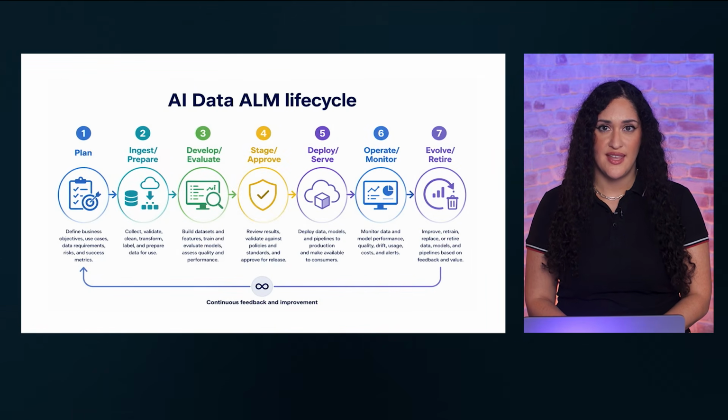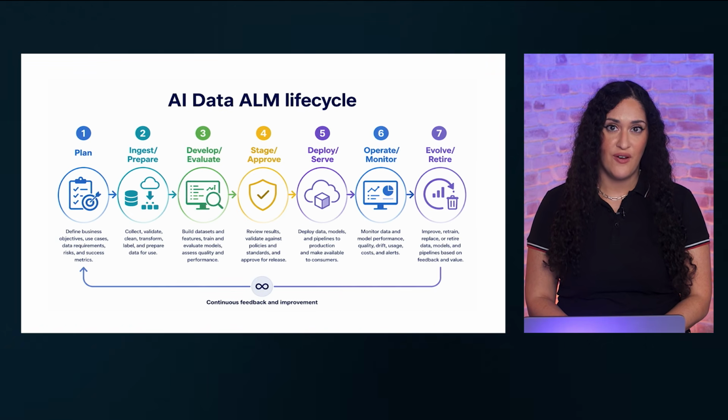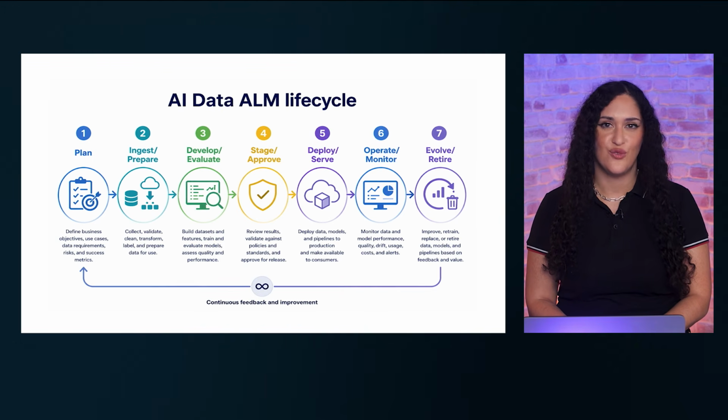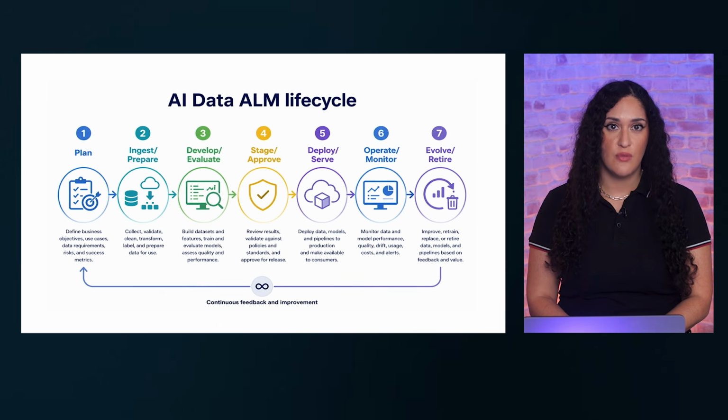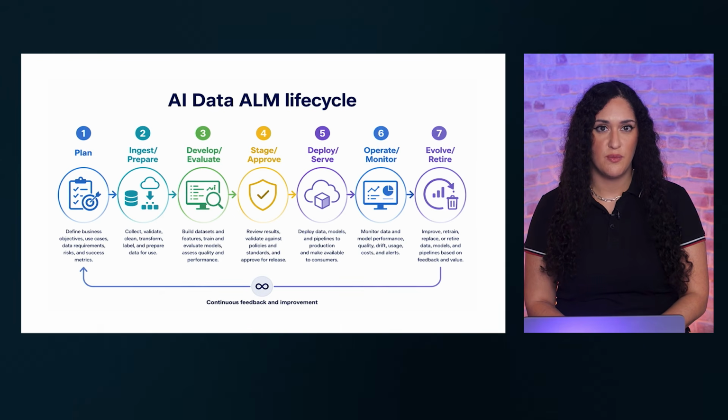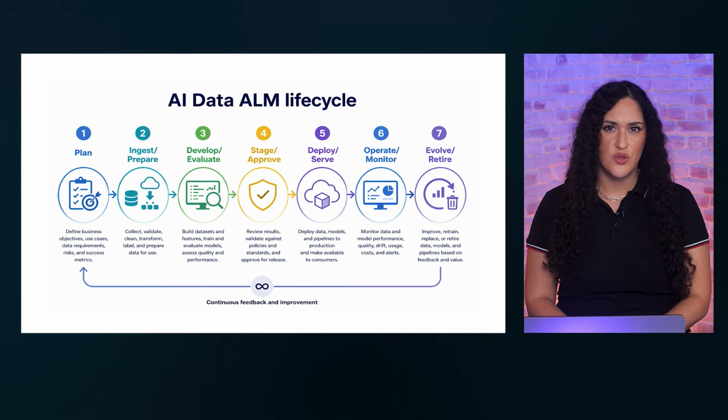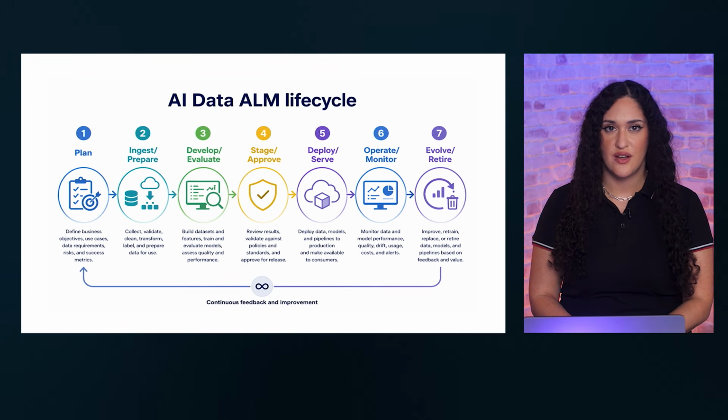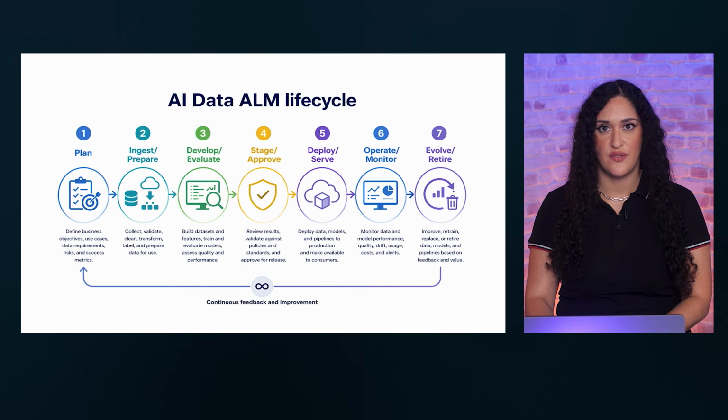Let's review the AI data ALM lifecycle. Plan, ingest, and prepare, develop and evaluate, stage and approve, deploy and serve, operate and monitor, and evolve and retire. The data flow view traces the path from source systems through curated stores with labels and lineage to feature and embedding builds, indexes and knowledge bases, agents and models with policies, telemetry and feedback loops, and finally, the backlog and retrain cycle. Keep these visuals handy as your architectural reference for data governance across the full AI solution lifecycle.